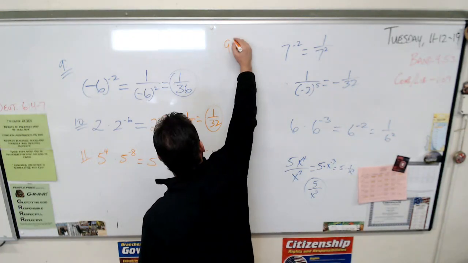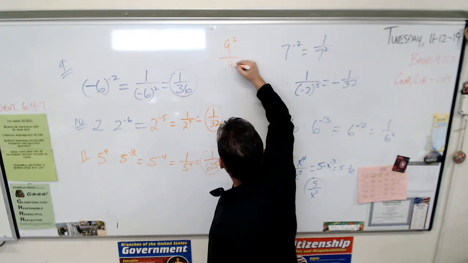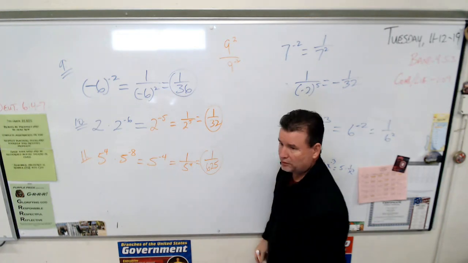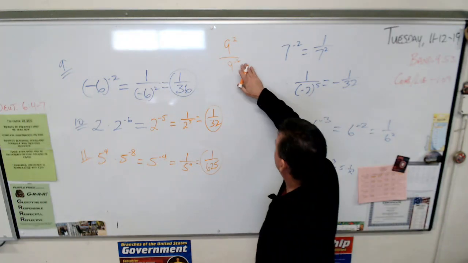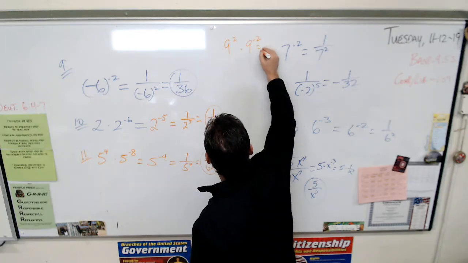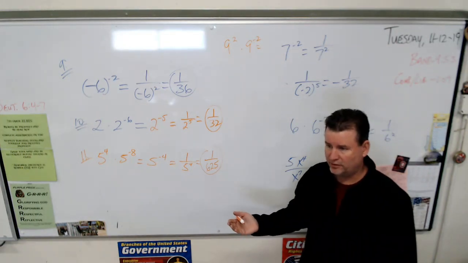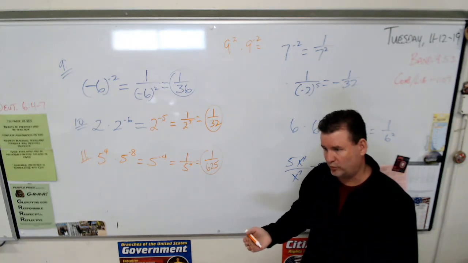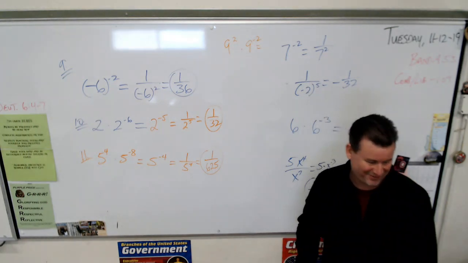Because if I had 9 squared times 9 to the negative 2, what would the answer be? One. It would be 9 to the 0, which is 1. Even Lauren can do that.